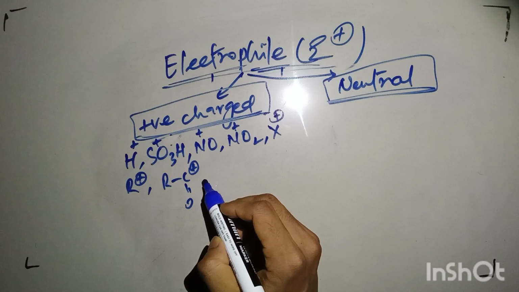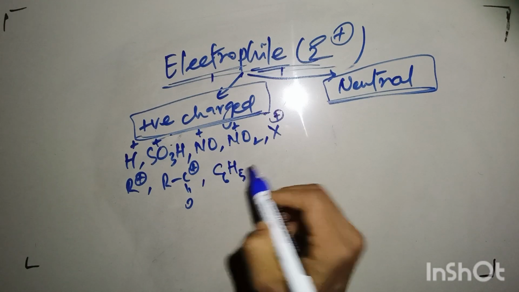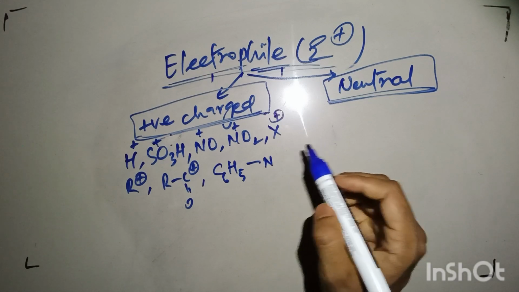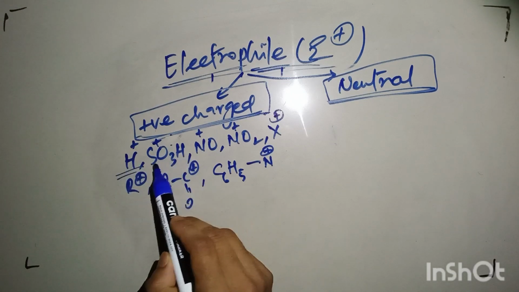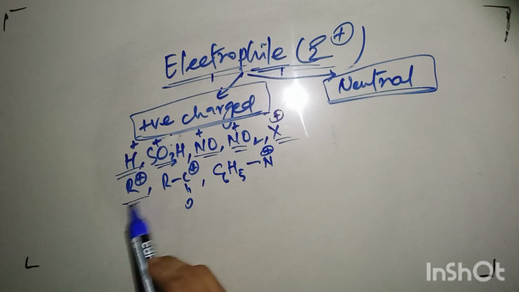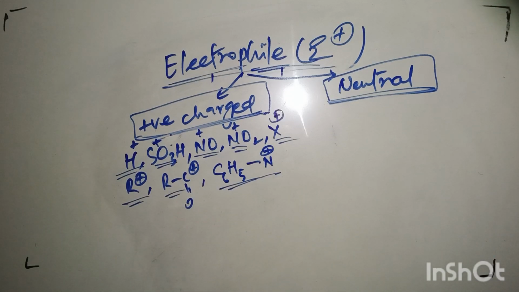After that you will see C6H5 along with this N species. This will be electron deficient. So what I want to tell you is that these are all positively charged species: hydrogen, sulfonium, nitric oxide, nitrous oxide, halogen, alkyl group, carboxyl group, and benzyl group.